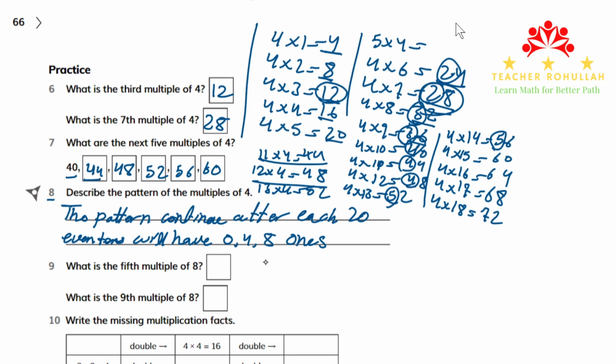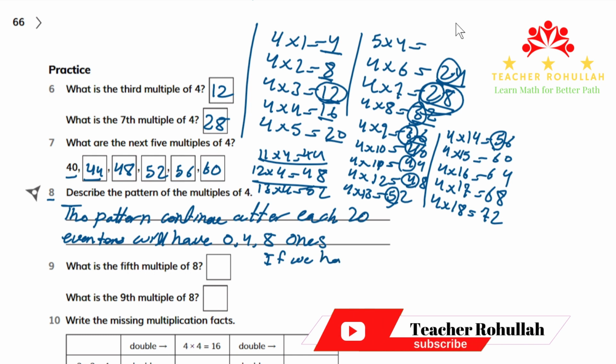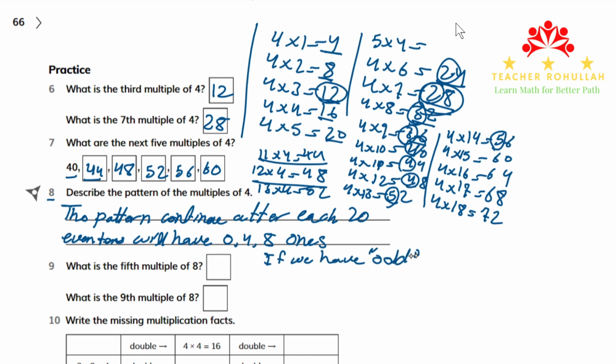If we have odd tens, the ones will be 2 or 6. The ones will be 2 or 6.